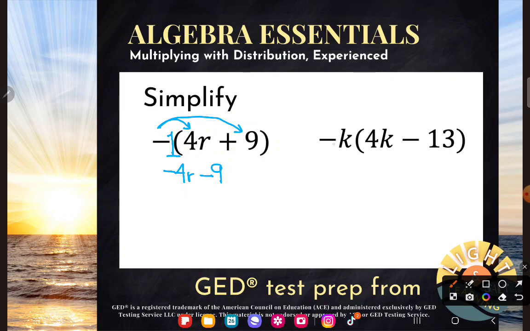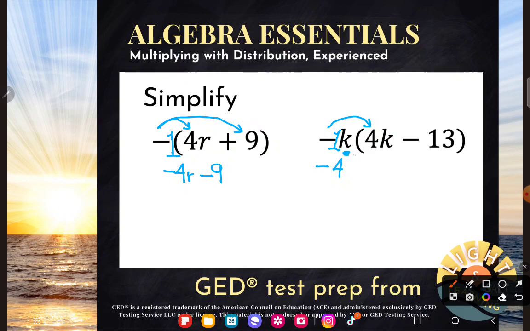Now, similarly, if I were to take a grouping here, 4k minus 13, and multiply it by just -k, a lot of students, especially those who struggle with negative numbers, aren't sure what to multiply with. They're like, I want to put it in my calculator, but I don't know what the number is. Again, if we don't know how many negative k's, that's -1k. And now you can use your calculator if you're a little stressed out about multiplying with negatives. So -1 times 4 is -4.